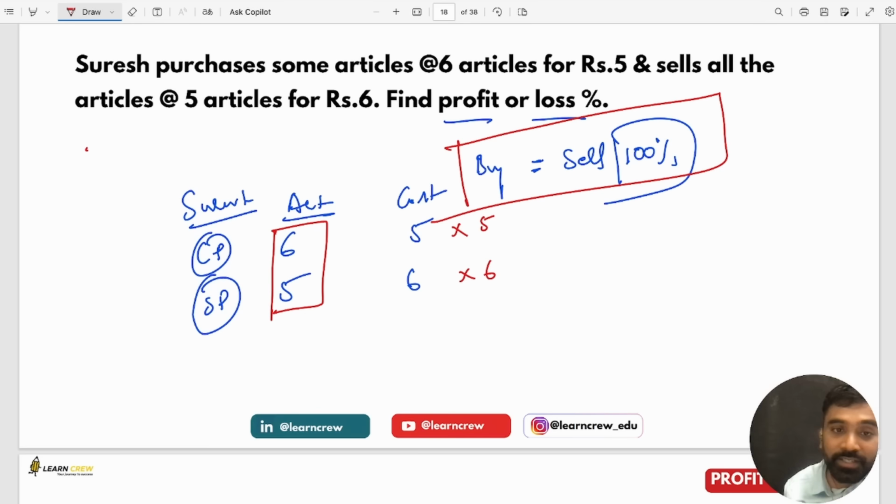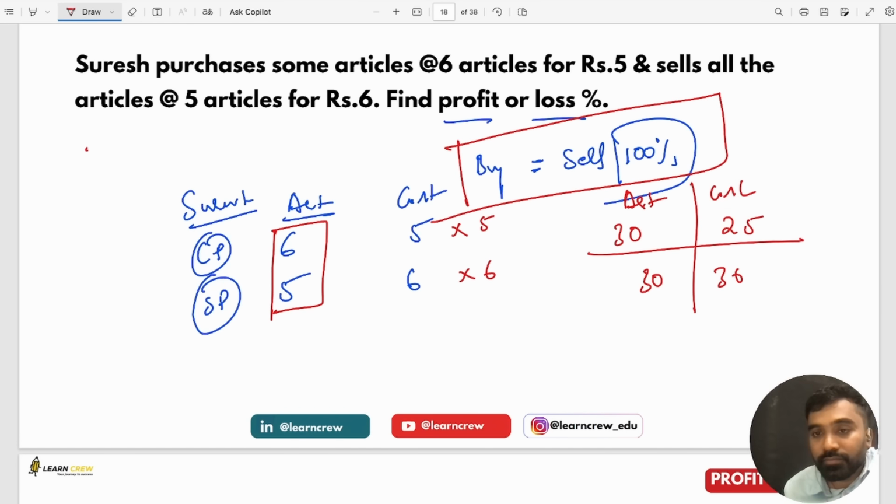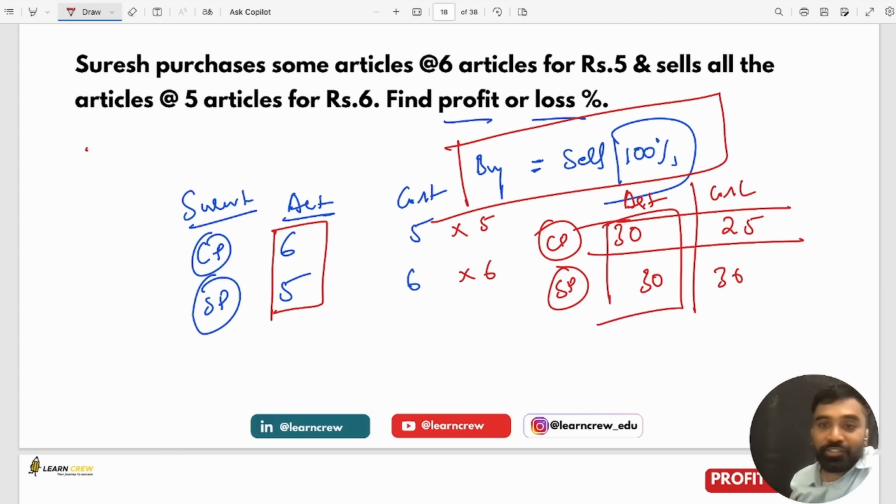What happens? 6 into 5 becomes 30, and this becomes 25. And this becomes 30, and this becomes 36. This becomes articles. This becomes cost. So what was this cost price? What was this selling price? So obviously articles have become same. 30-30 same, sir. Whatever he got, he sold for much.